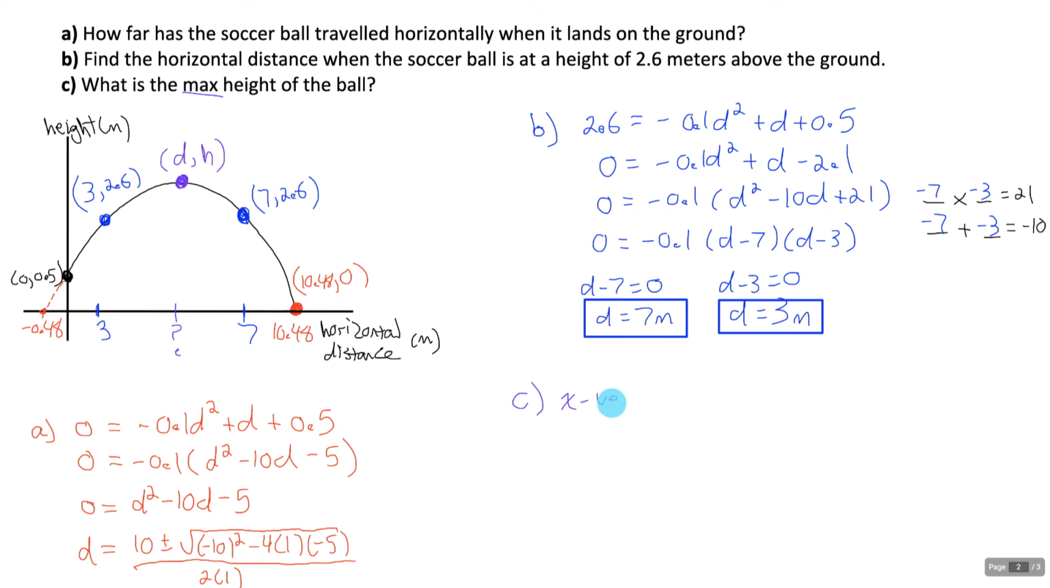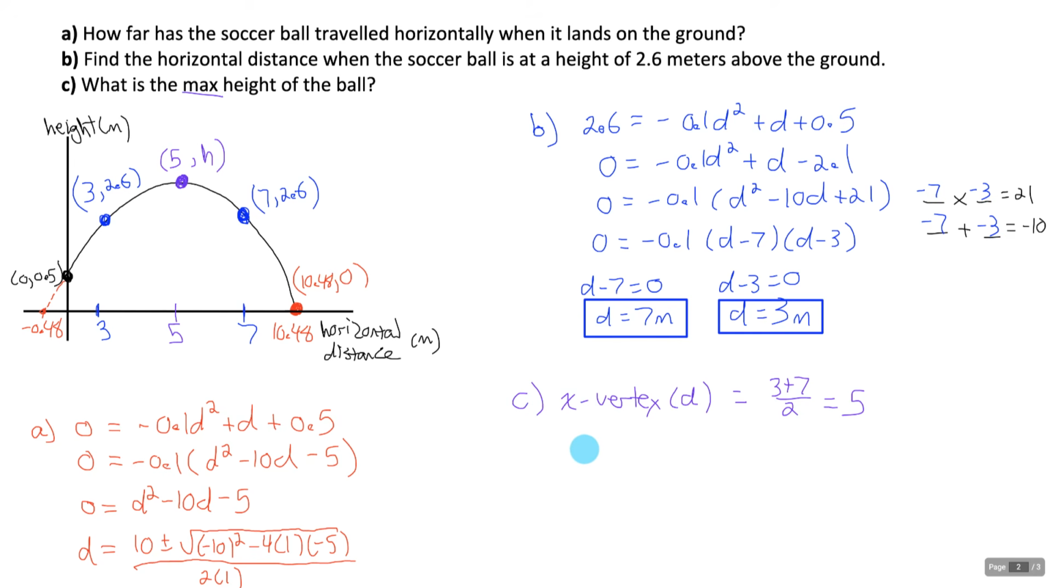The x-coordinate of the vertex, which is our horizontal distance, I could just average 3 and 7 by adding them, dividing by 2, and I get 5. So I know the x-coordinate of my vertex is 5. It reaches its max height when the horizontal distance from the person that kicks it is 5 meters.